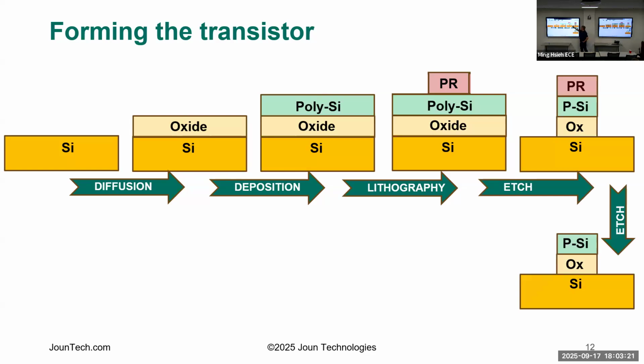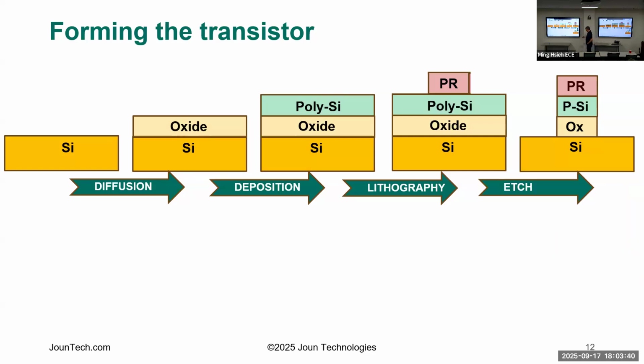Next up, we get rid of the polysilicon, the oxide, and then we get rid of the photoresist because it's done what we've needed it to do. All of this, and you can see the various steps here, etching and lithography and whatnot.